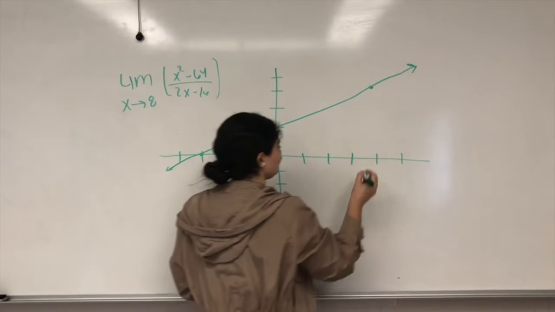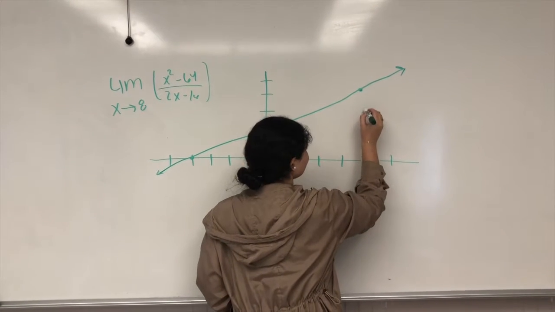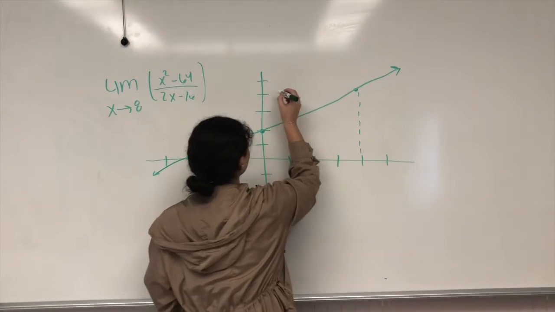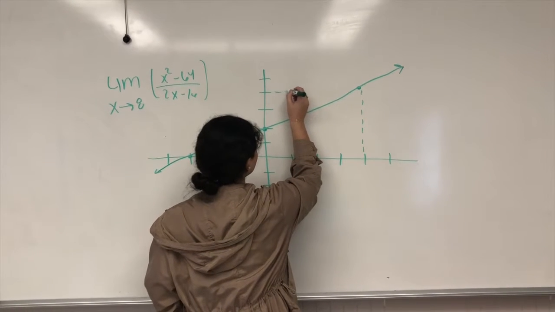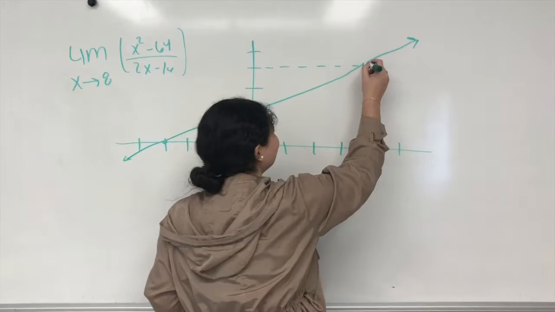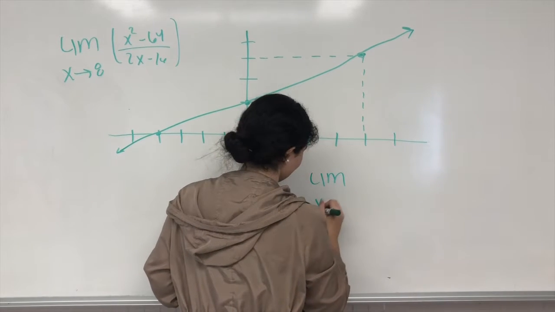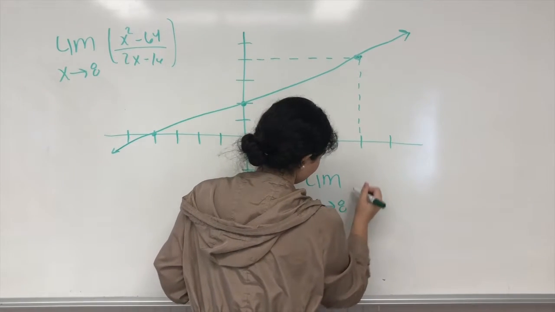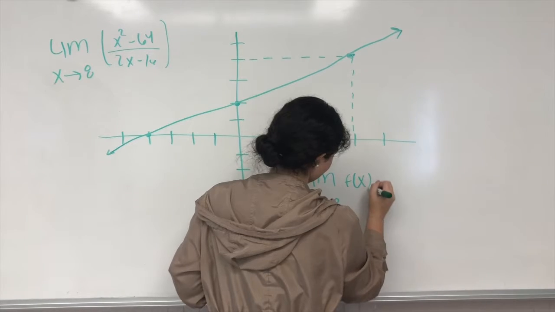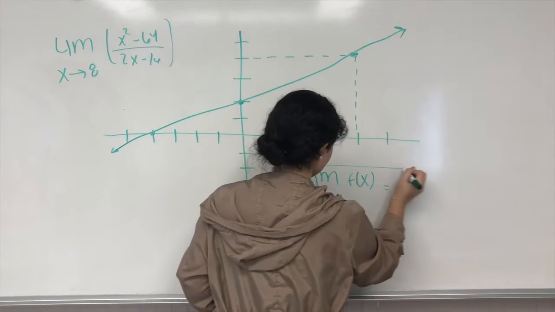You can also tell by this graph that the limit approaching from the right is 8 and the limit approaching from the left is also 8. So with this information represented in the graph, we can tell that the limit is 8, and that is what our answer gave us.